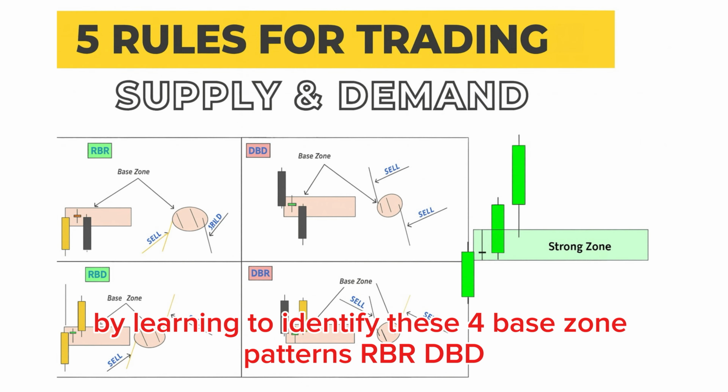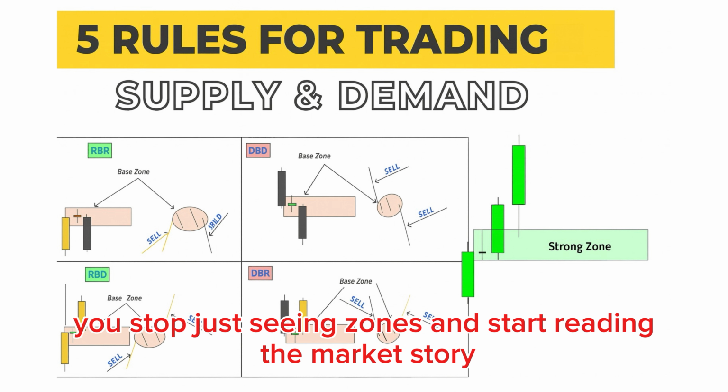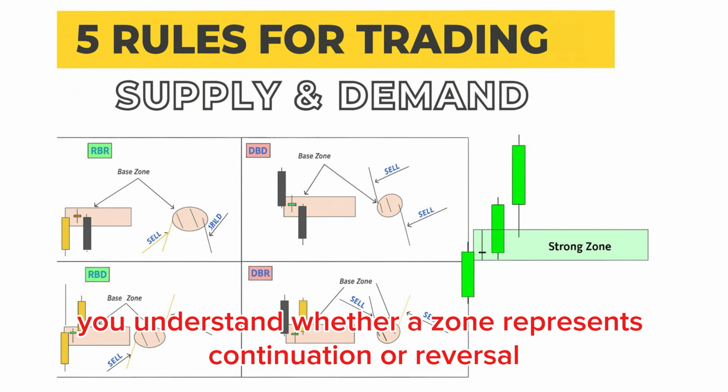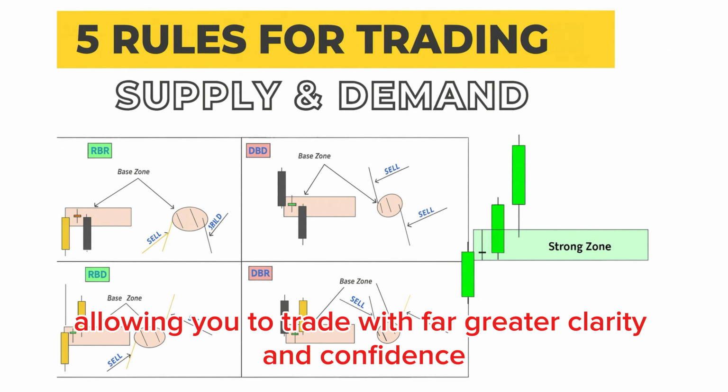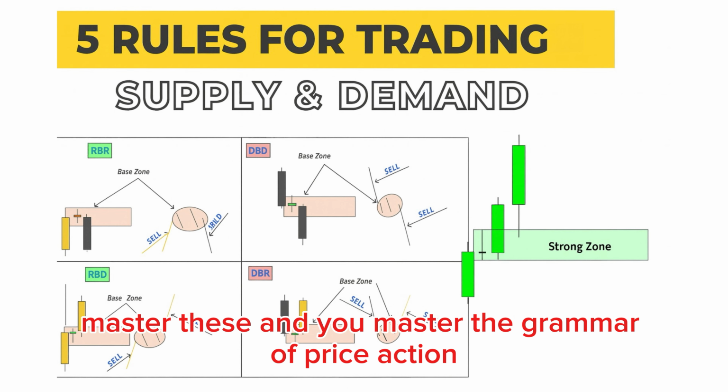By learning to identify these 4 base zone patterns, RBR, DBD, RBD, and DBR, you stop just seeing zones and start reading the market story. You understand whether a zone represents continuation or reversal, allowing you to trade with far greater clarity and confidence. Master these and you master the grammar of price action.